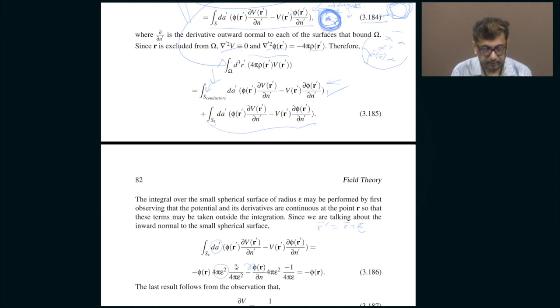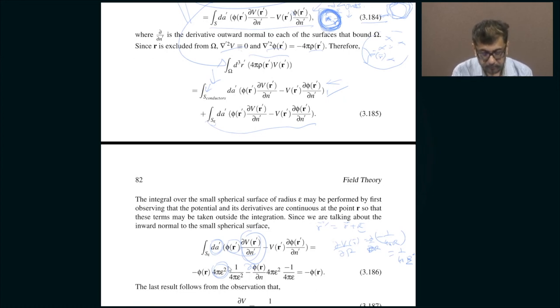And the area is basically... there is no question of integration, because you again use the mean value theorem, because phi is smooth. So you approximate it by phi of r, and then you see, what is v? V is basically minus 1 by 4 pi r. So dv by dn is basically dv by dr. If you do dv by dr, you will get plus 1 by 4 pi r squared. But r is epsilon, the radius of the sphere, so it is 1 by 4 pi epsilon squared, and dA is also 4 pi r squared, r meaning epsilon. So it is 4 pi epsilon squared and this is 1 by 4 pi epsilon squared. So they will cancel out.